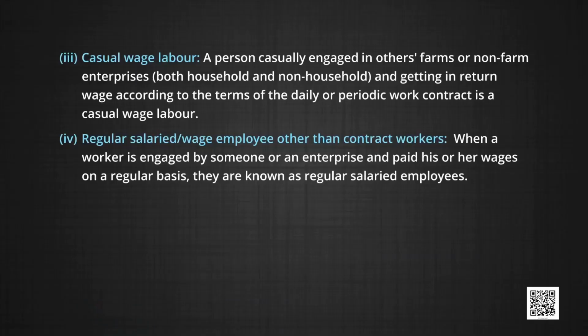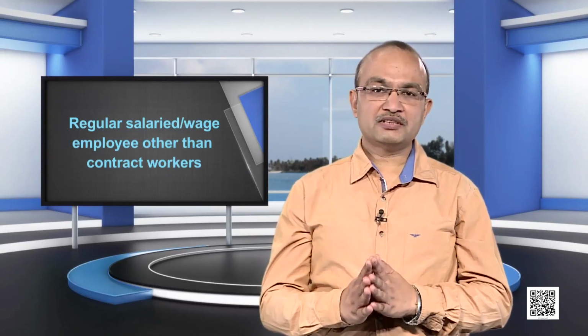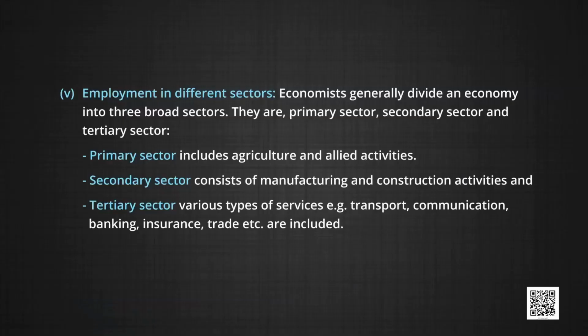Now, we come to the elite class, that is regular salaried or wage employee other than contract workers. When a worker is engaged by someone or an enterprise and paid his or her wages on a regular basis, they are known as regular salaried employees. An example of a regular salaried worker is a civil engineer working in a construction company. Now, we discuss employment in different sectors. Economists generally divide an economy into three broad sectors. They are primary sector, secondary sector and tertiary sector.